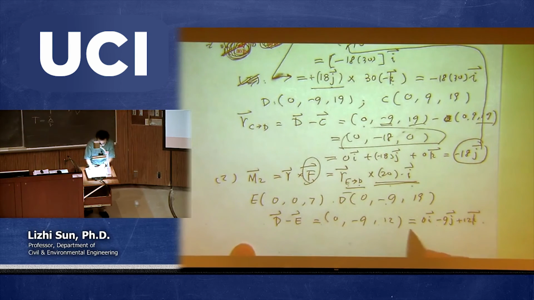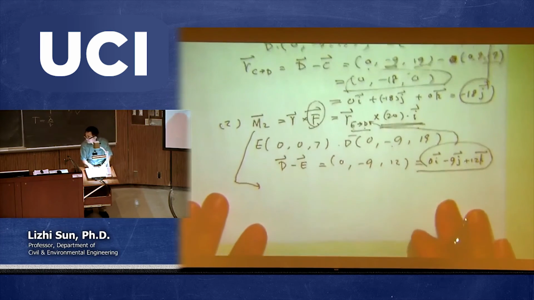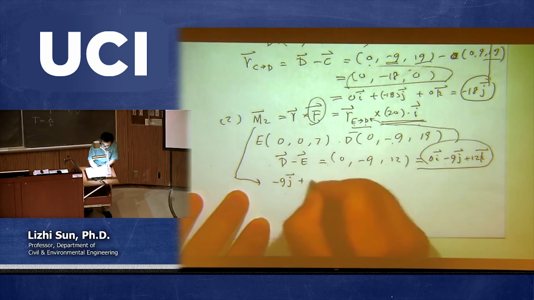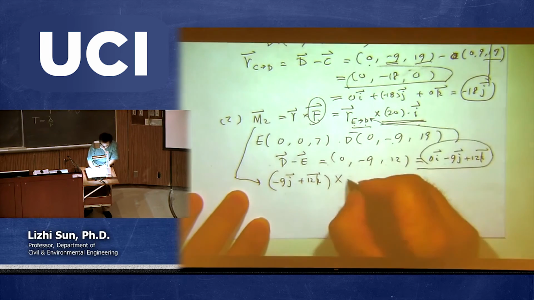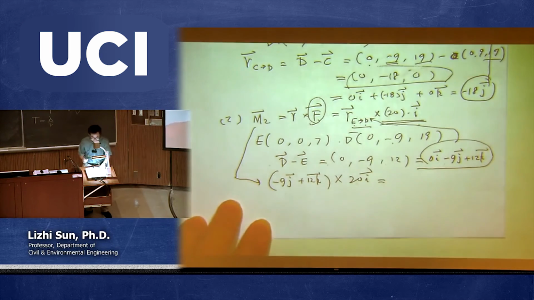Okay, so this is the R vector I'm going to put in here. So back to this one. Let me move up. So R is -9j plus 12k and then cross 20i. Okay? And let's do the math.